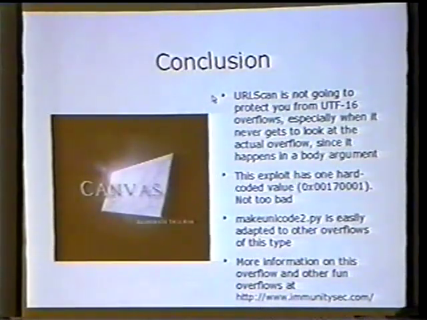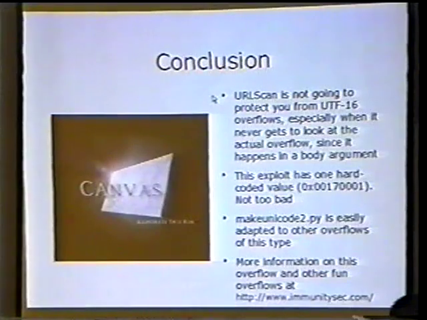So the conclusion there is that URL scan is not going to protect you from these sorts of things. It is possible to use ASC.C from frac or something like this if you have a Unicode situation. I don't know of another Unicode encoder, or I would have used that. And it has one hard-coded value, which is 17001, which you jump into the heap with. And one hard-coded value is not too bad.